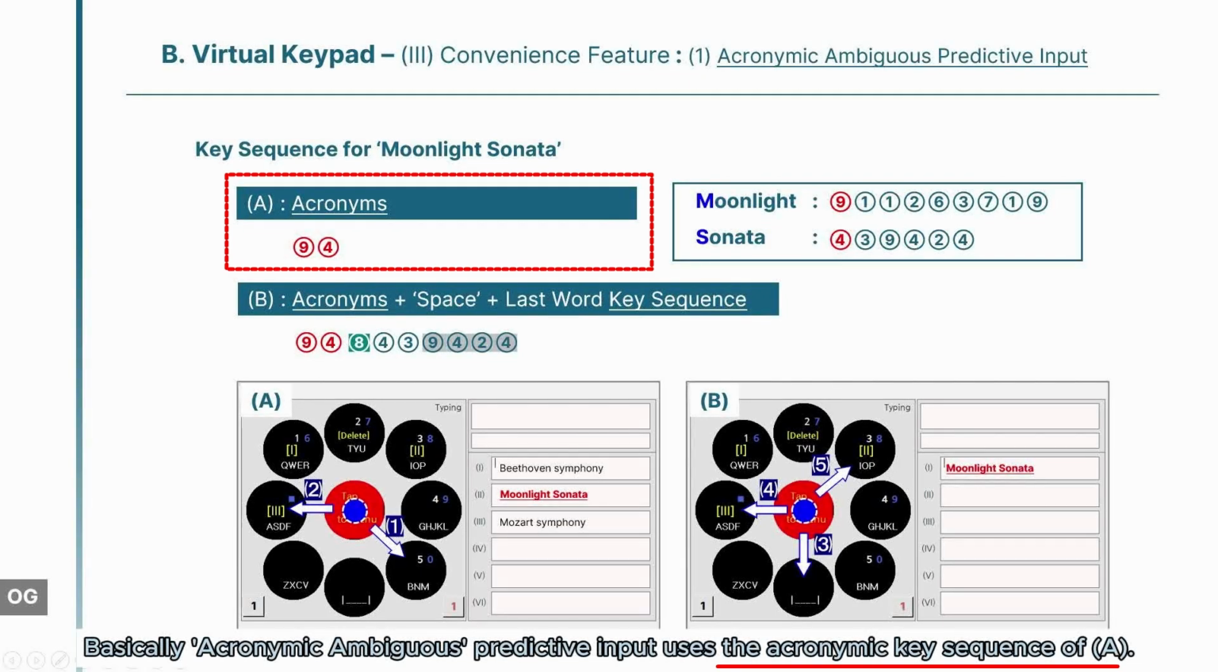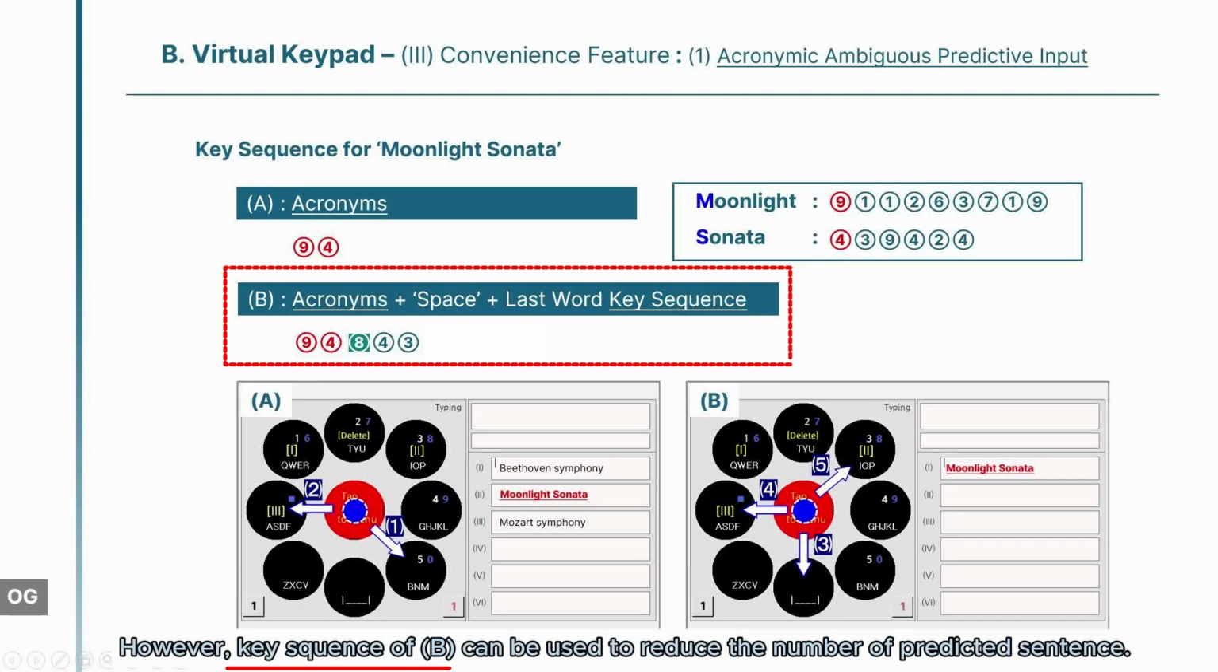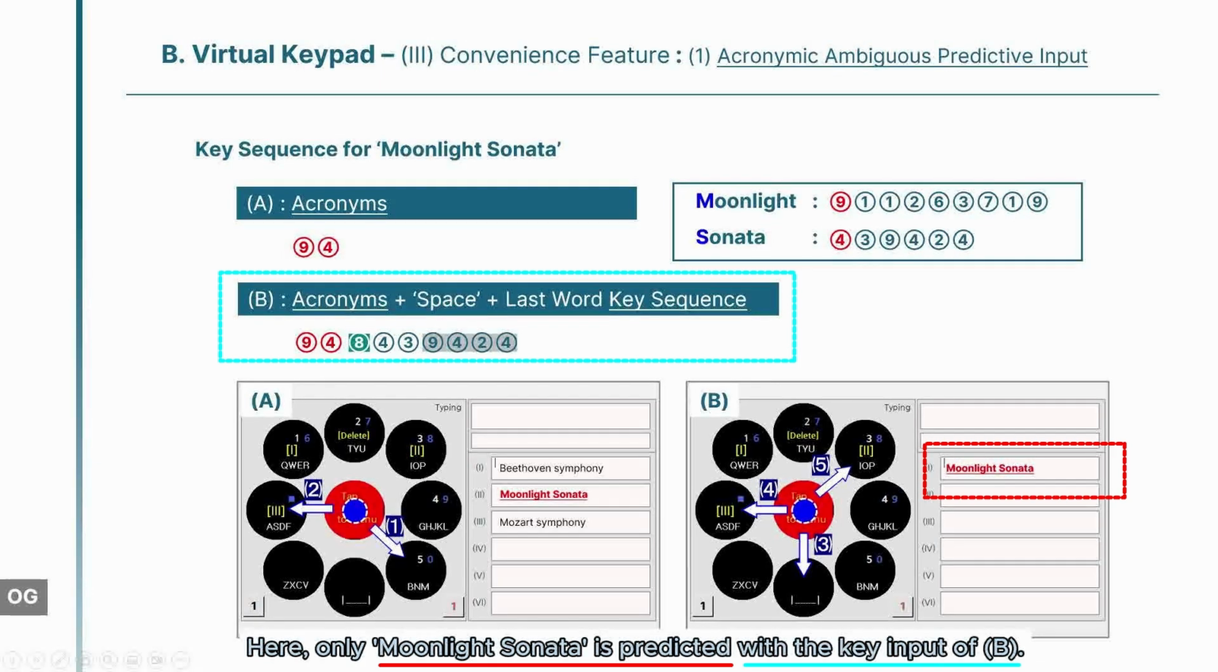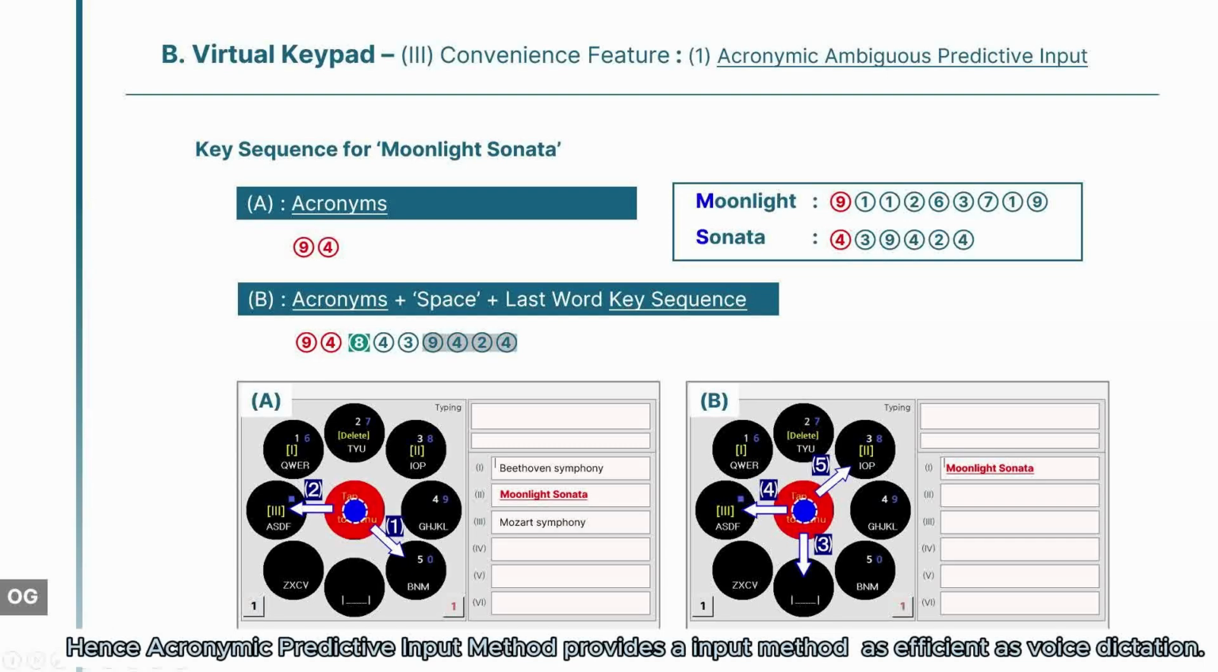Basically, acronymic ambiguous predictive input uses the acronymic key sequence of A. However, the key sequence of B can be used to reduce the number of predicted sentences. Adding a space and the key sequence of the last word reduces the number of predicted sentences. Here, only Moonlight Sonata is predicted with the key input of B. Hence, the acronymic predictive input method provides an input method as efficient as voice dictation.